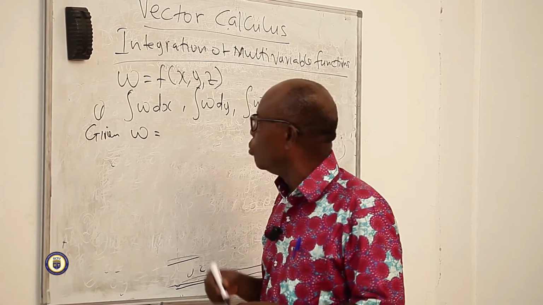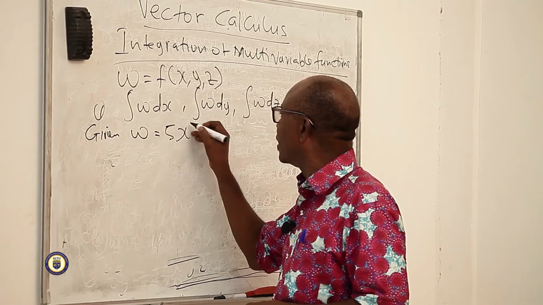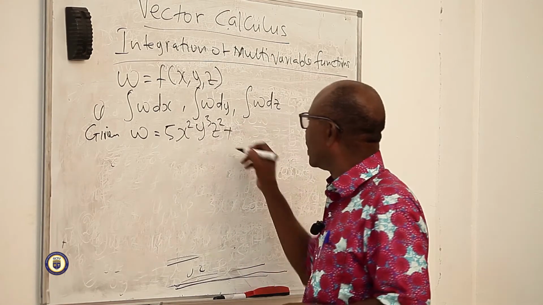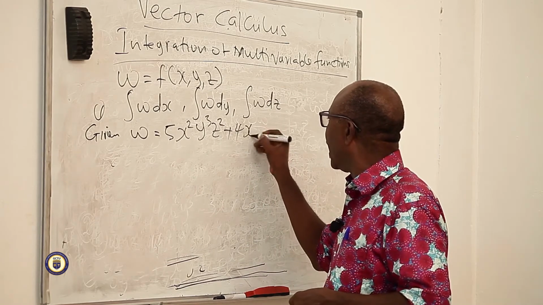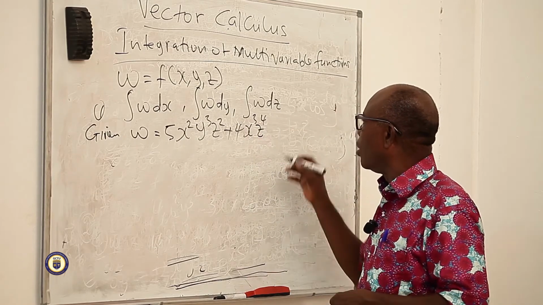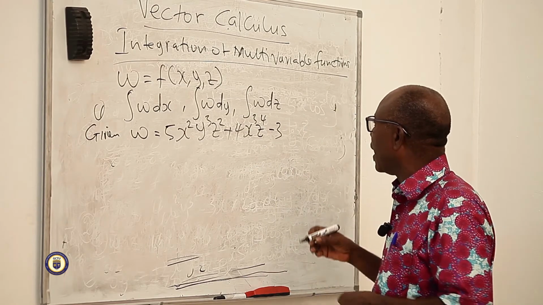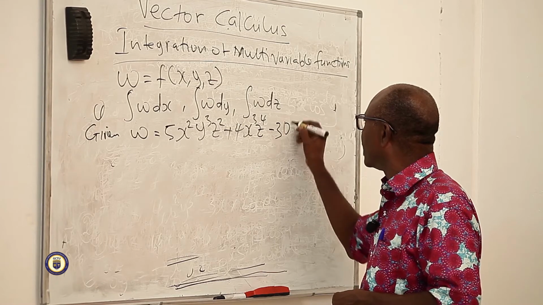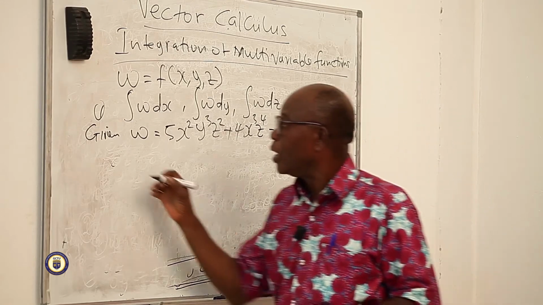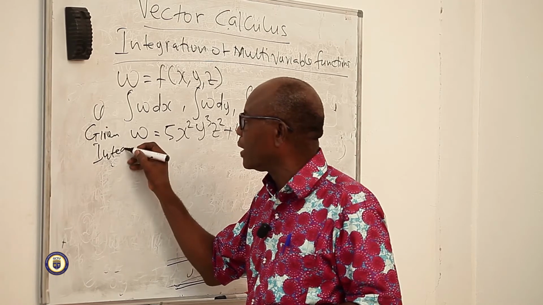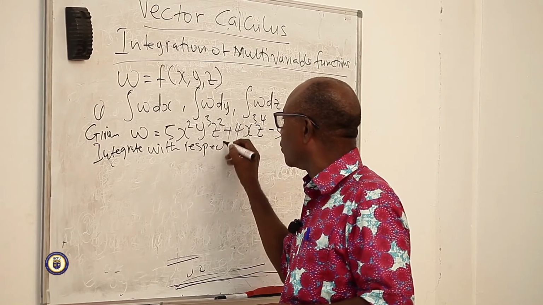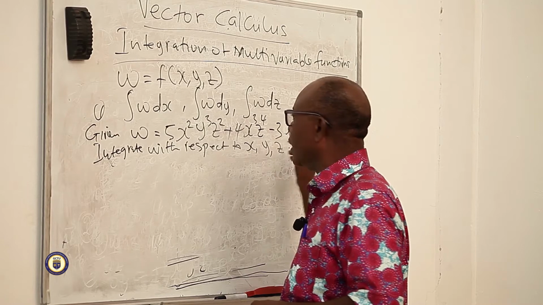So if you take, for example, given w to be equal to 5x squared y cubed z squared plus 4x cubed z to the 4, then minus 3x exponential y. So if you are asked to integrate with respect to x, y, and z, this is how we do it.